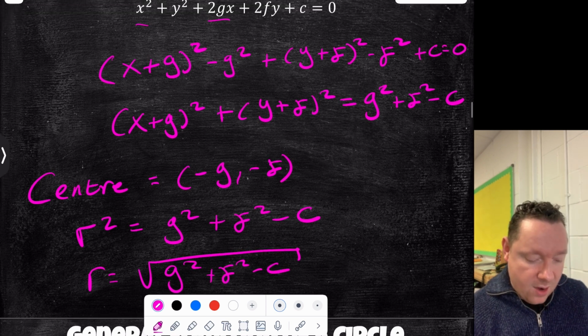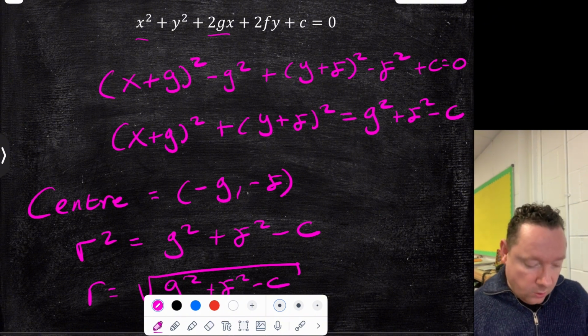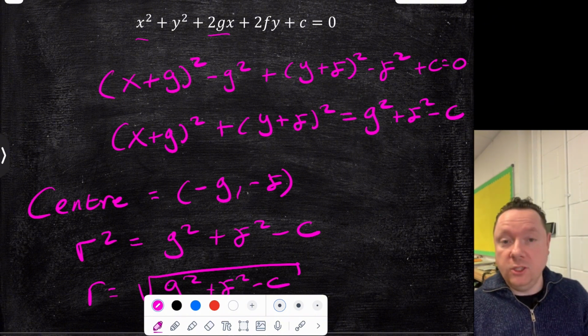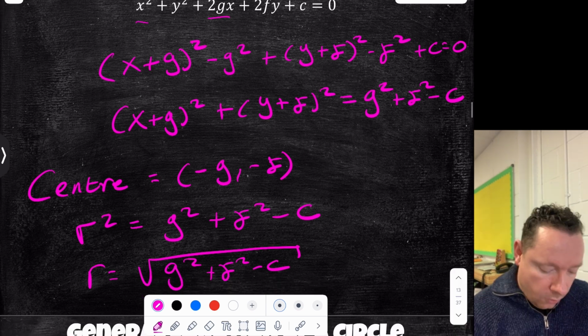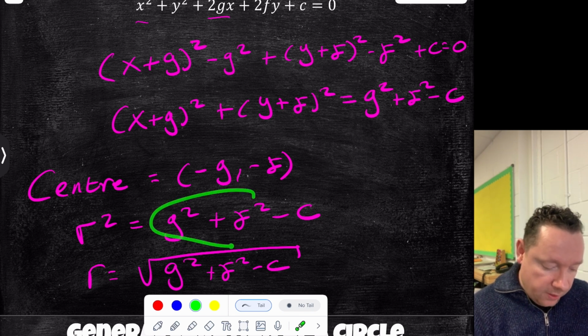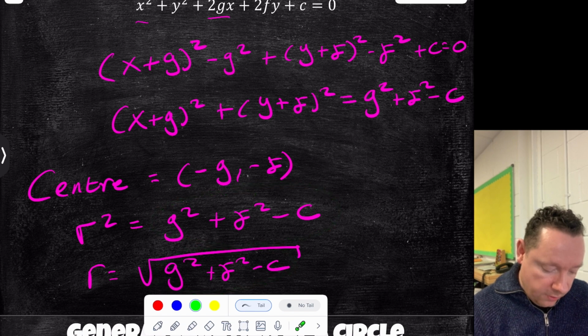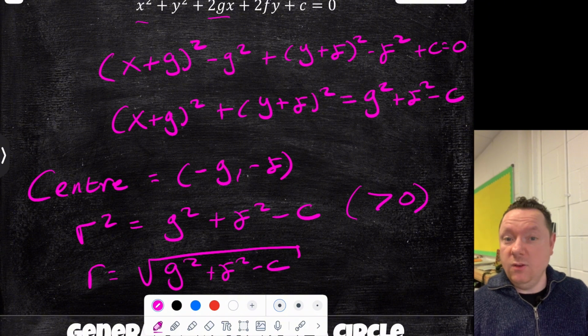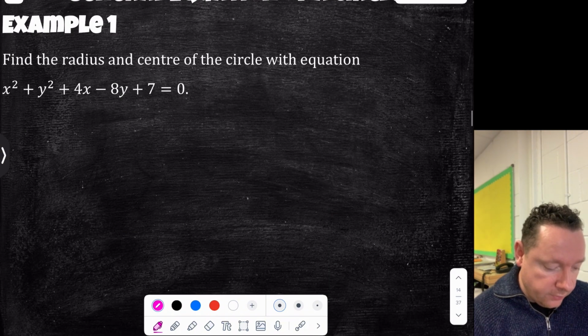Now, at higher maths, you do not have to memorize these formulas. They're given to you at the start of the exam paper. So it will tell you, if it's written in this form, a general equation of a circle, that's the centre and that's the radius. You just use that. And obviously, for it to be a circle, this has to be greater than 0 because you can't square root a negative number. Obviously, if it was equal to 0, then again, you wouldn't have a circle, you just have a point, wouldn't you?